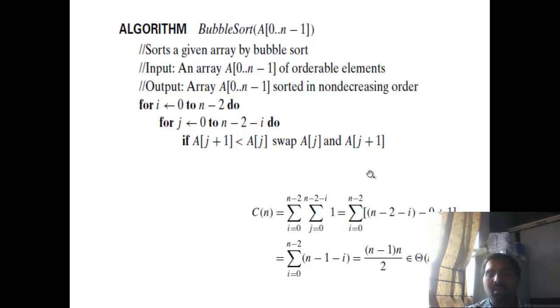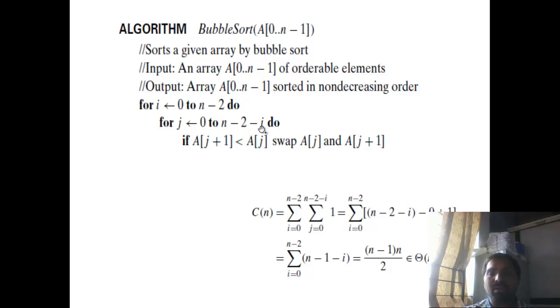So for this method we need some input, that is unsorted elements. It sorts a given array by bubble sort. Input is an array of n elements and output is an array of n elements, but sorted. So in the algorithm, first we take i equals 0 to n minus 2, because the number of passes is n minus 1 only.